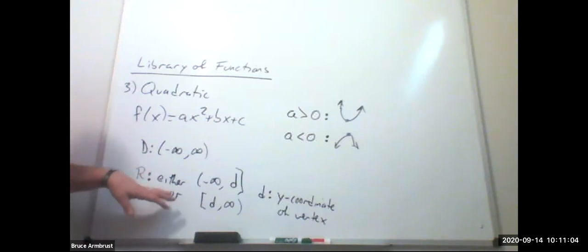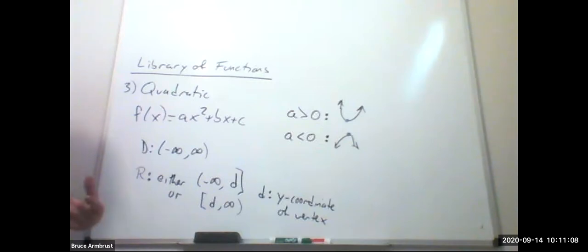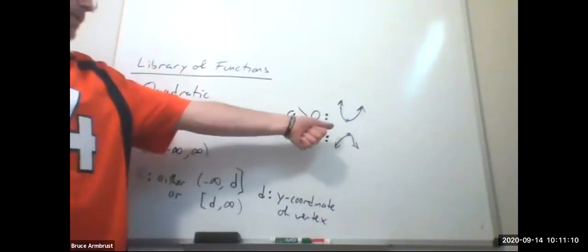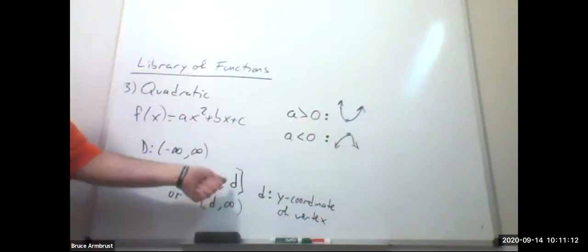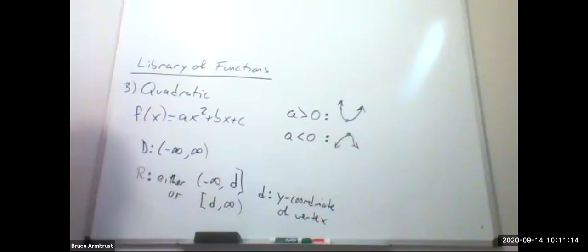So this one's a little bit more difficult in terms of finding the range, but you can spot its orientation right away, so you know which of these it is. And then you can just find that y coordinate of the vertex, and you're good to go.